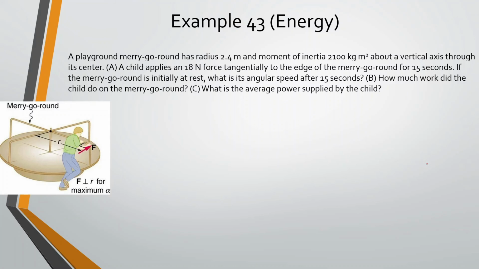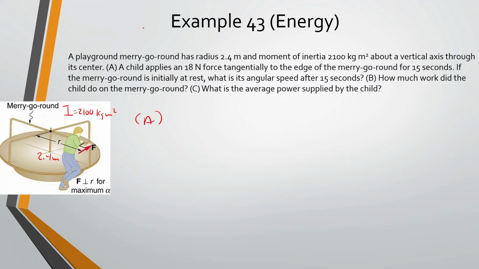All right, last problem here. Let's try to do this one. A playground merry-go-round has a radius of 2.4 meters and a moment of inertia of 2,100 kilogram meters squared about a vertical axis through its center. A child applies an 18 Newton force tangential to the edge of the merry-go-round for 15 seconds. If the merry-go-round is initially at rest, what is its angular speed after 15 seconds?